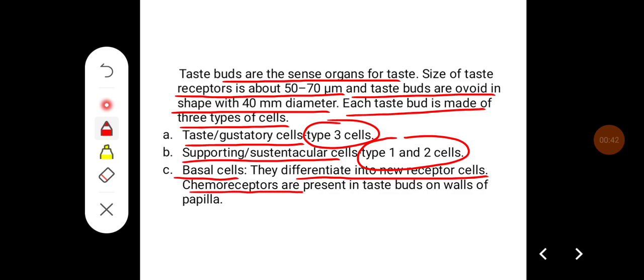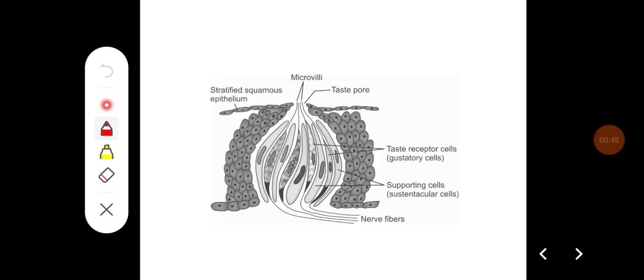And these chemoreceptors are present in the taste buds on the walls of papilla. So this is the structure of taste bud, which is made up of taste receptors or gustatory cells and also the sustentacular cells.